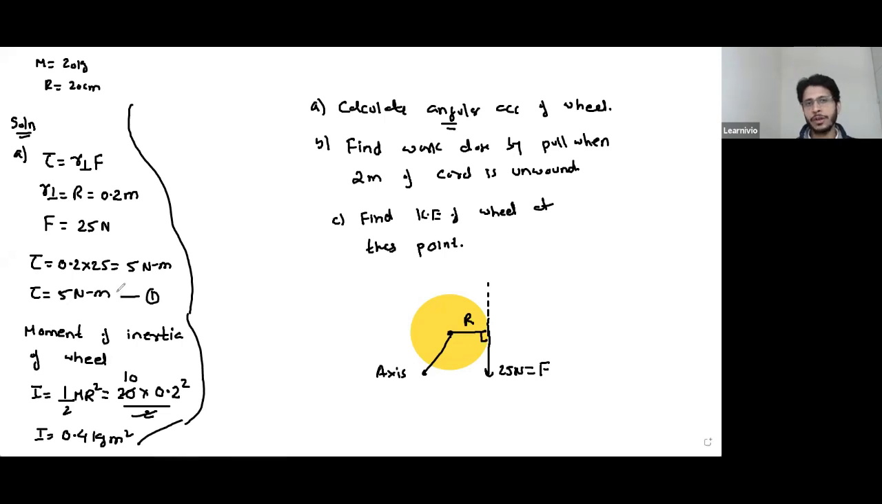Once you have moment of inertia, you can easily calculate angular acceleration. You know that for a rigid body, you can even write your torque as I into alpha. I is moment of inertia, alpha is the angular acceleration. So you can write that your alpha is tau by I, which is 5 by 0.4. So your alpha is 50 by 4, that's 25 by 2, which is 12.5 radian per second square.